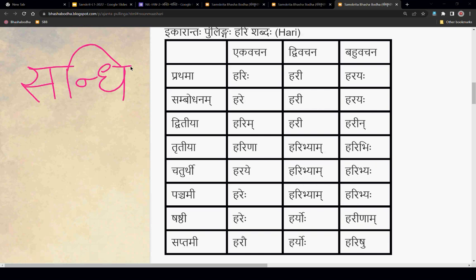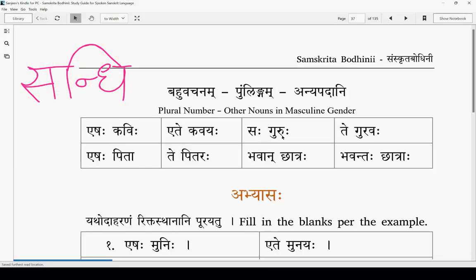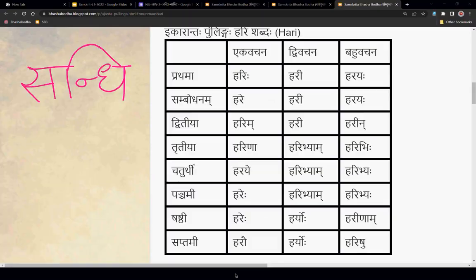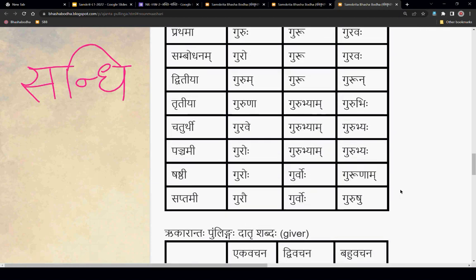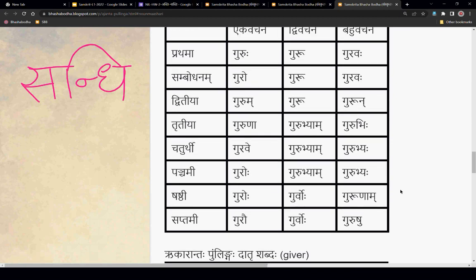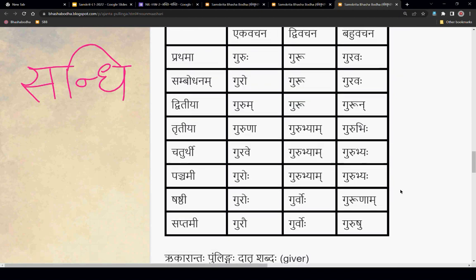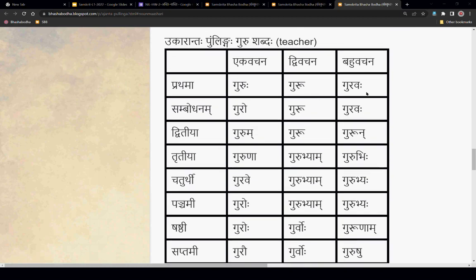Okay, next one we have the other word ending in U, like Guru. If you take a look at that here, base word ending in U, and then we have Guru, Guravaha. So similar to Guru, what are the other examples normally we find?